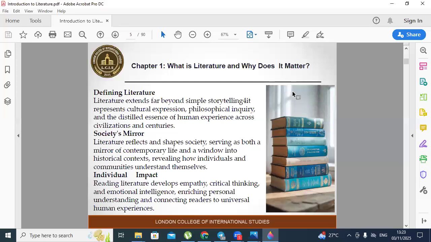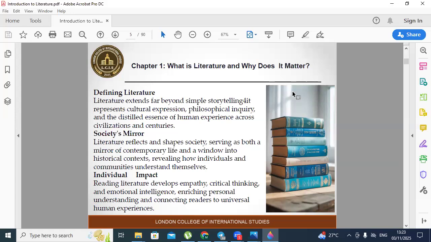Most fundamentally, literature distills the essence of human experience across civilizations and centuries. It captures what it means to be human in all its complexity, joy, suffering, love, loss, triumph, failure, preserving these experiences across time.